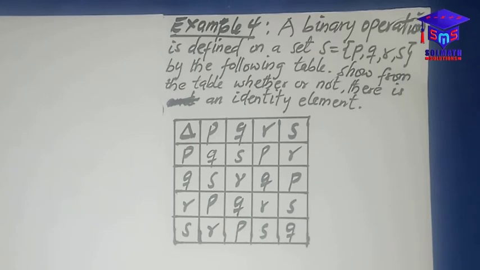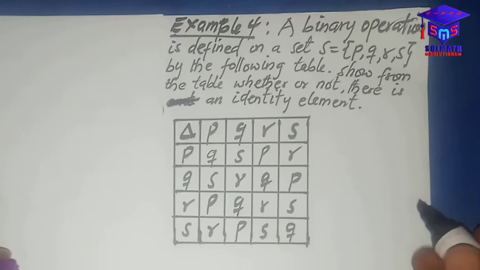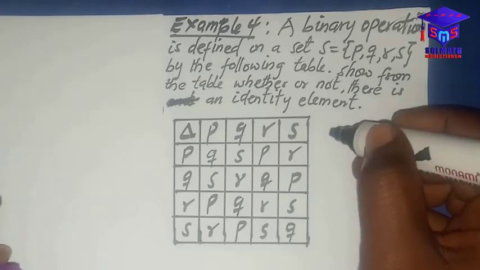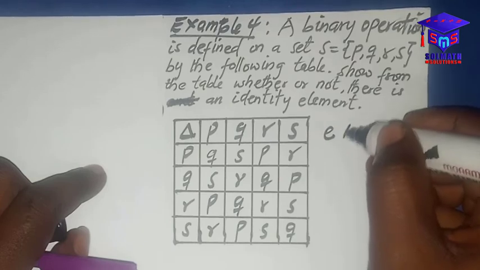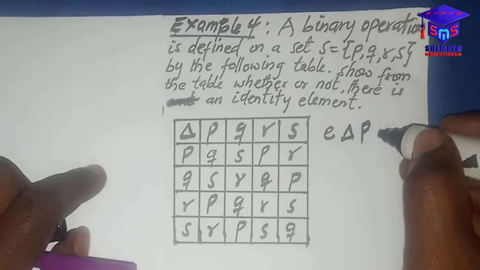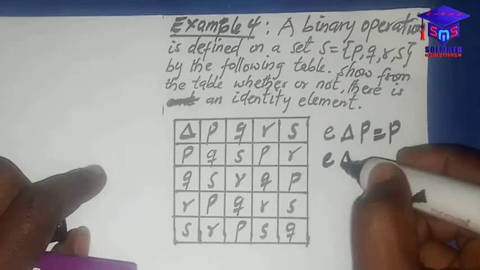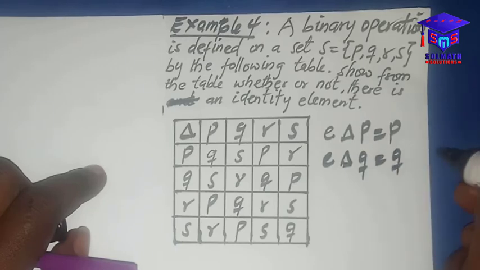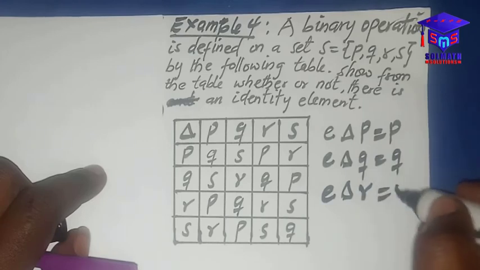Alright, now what we said is that anytime you combine the identity element with any number, we should get the same number. So let's assume that the identity element is E. So what we're saying is that if you combine the identity element E, operation the element P, we should get that same P. If you combine the identity element and Q, we should get that same Q. The identity element E, operation R, we should get the same R.